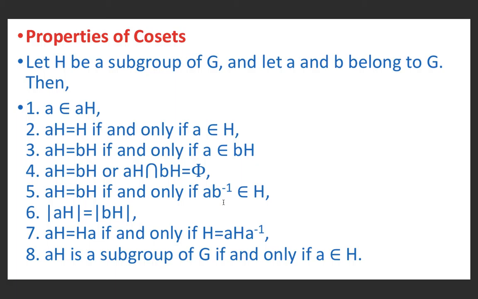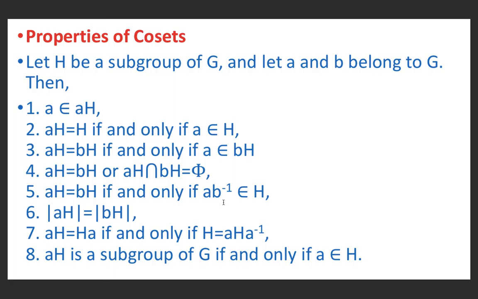Next is the sixth property: the number of elements in AH is equal to the number of elements in BH. It is analogous to property 5 in that it shows that all the left cosets of H have the same size. Meaning the number of elements in AH is equal to the number of elements in BH. It means all the left cosets of H have the same size.